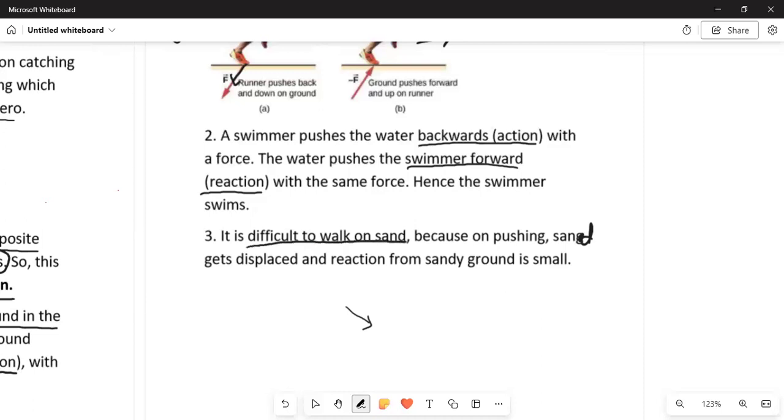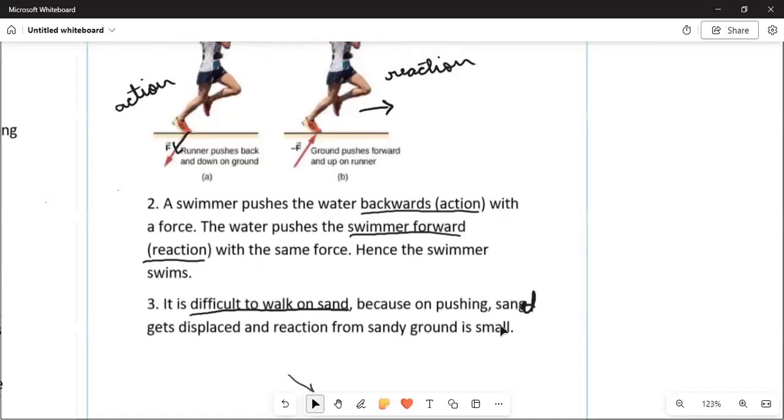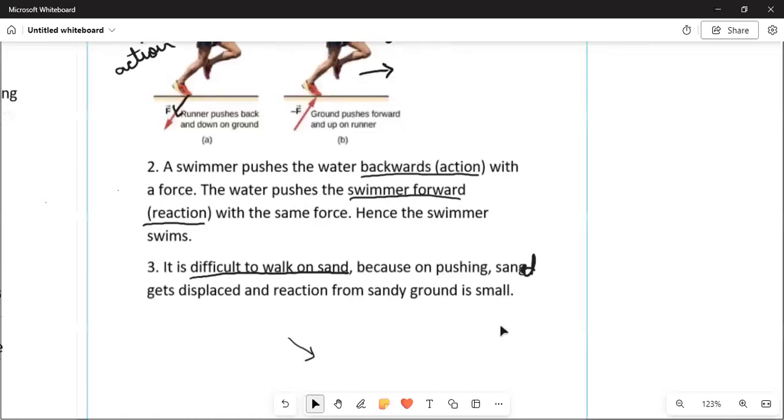The sand in this case cannot provide a sufficient amount of reaction, and because of which whatever amount of force we try to apply, it becomes less and we get a lesser amount of reaction, because of which it becomes difficult to walk on sand and we need more and more energy to walk. So because of which we say that it is difficult to walk on sand. So this was our third law of motion.